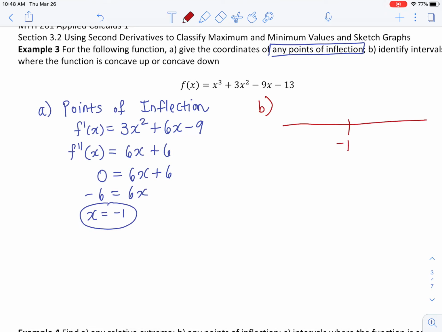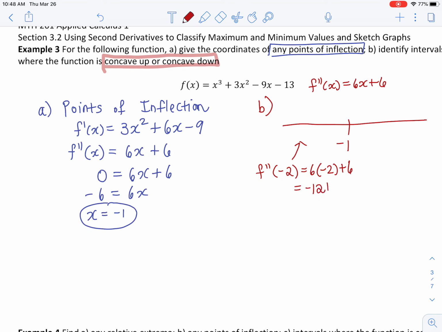So put the number -1 in your number line. In order for you to find where the function is concave up or concave down, you will need to use your second derivative, which is f double prime of x equals 6x plus 6. It's very similar to your first derivative test. You plug in a value to the left of -1 into your second derivative. Let me plug in -2. 6 times -2 plus 6 is -12 plus 6. What I got is a negative number.